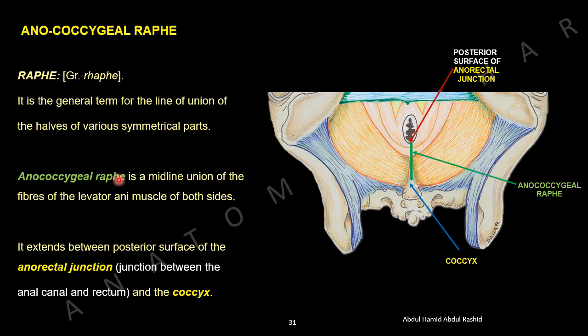The anococcygeal raphe is the midline union of the fibers of the levator ani muscle of both sides. It extends between the posterior surface of the anorectal junction, that is, the junction between the anal canal and the rectum, and the coccyx. So the anococcygeal raphe is here, where the two halves of the levator ani muscles meet. It extends from the posterior surface of the anorectal junction to the tip of the coccyx.